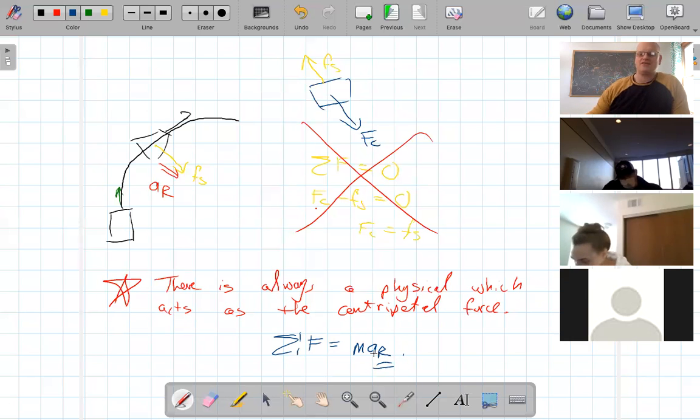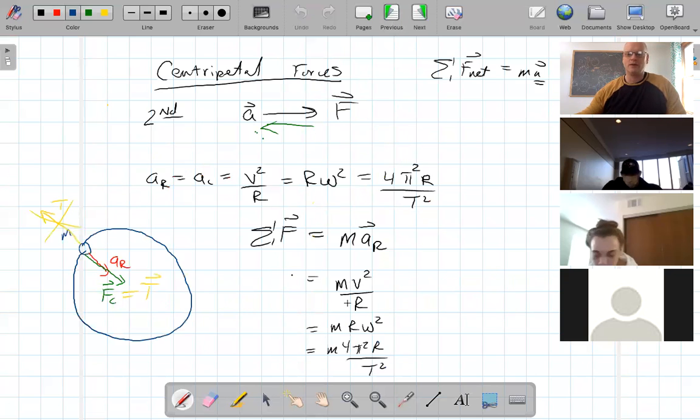Which radial acceleration we decide to use will depend on what it is that we know or we want. If we want to know the velocity, we would simply use the first one. If I want to know the angular velocity, I would use the second one. And if I know the period, I would use the third one. So which one we decide to use will just depend on what we know or what we're looking for. Again, if we know the velocity or are looking for the velocity, we would use the first.